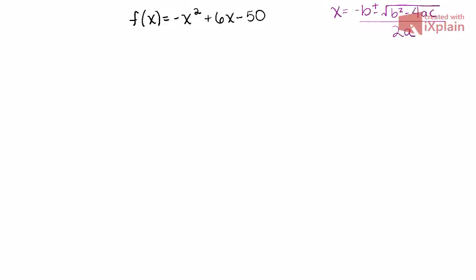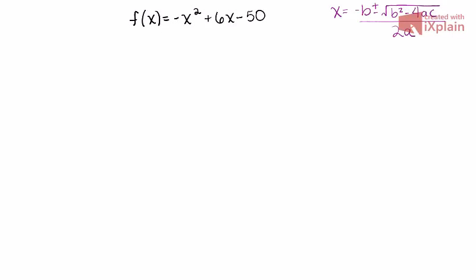Today we are going to use the quadratic formula to determine the real or imaginary roots of the quadratic function negative x squared plus 6x minus 50. In order to calculate the roots, we need to use the quadratic formula, which I have written off to the side. X equals opposite of b plus or minus the square root of b squared minus 4ac all over 2a.